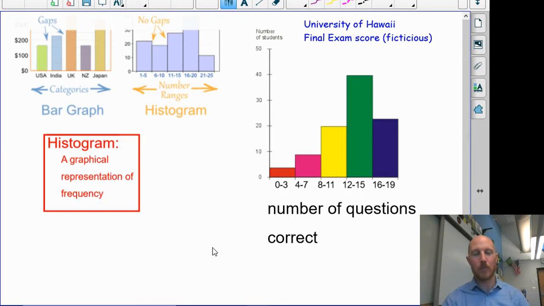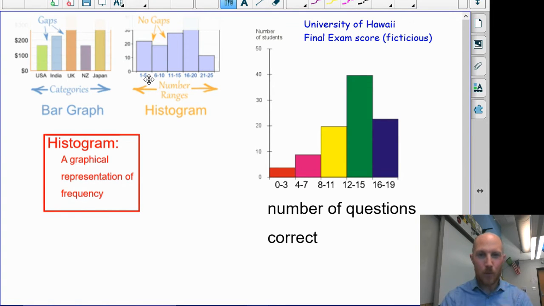The one most important difference is bar graphs we use for categories. You see the example there. These examples are countries. All right, a histogram we use for number ranges. So it could be number of questions correct. It could be lots of things. It could be scores. It could be frequencies.